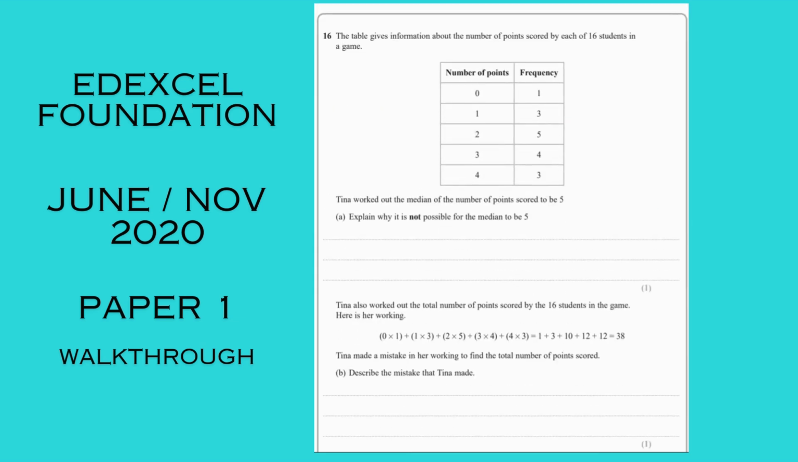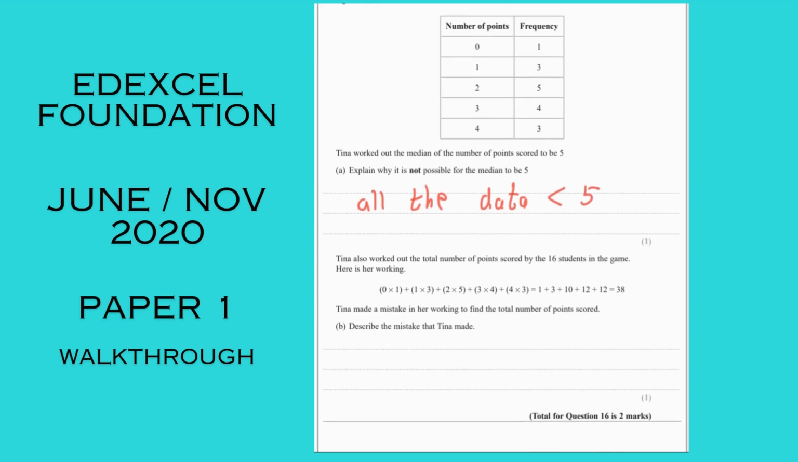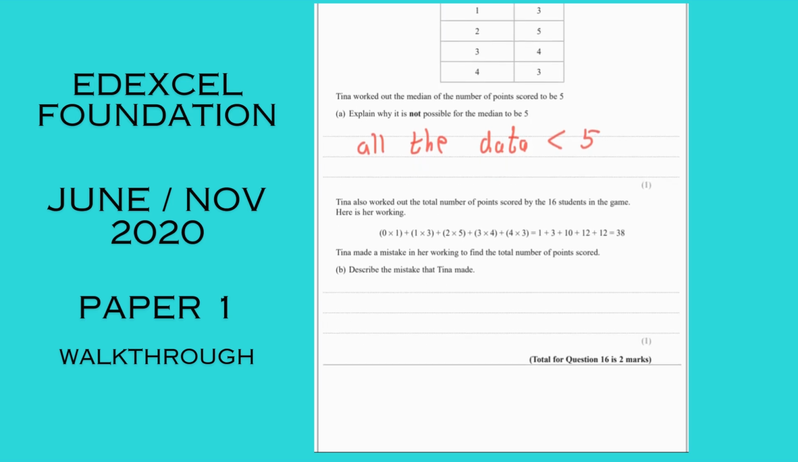Number 16, explain why it's not possible for the median to be 5. Well, as you can see from the information, all the data is less than 5. No way can the median be 5. Median means middle. It's going to be 2 or something. Tina also worked out, etc., etc. The spot is that 0 times 1 is not 1. So anything along those lines will pick up the easy mark.